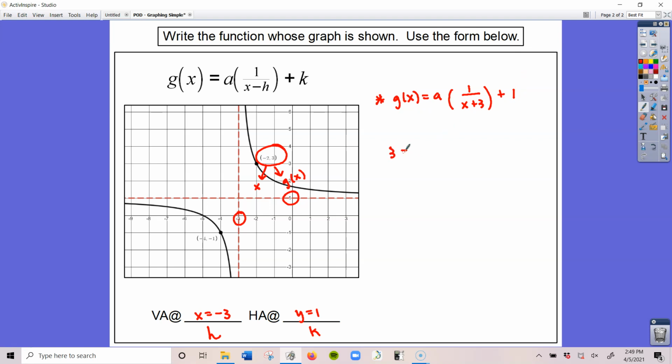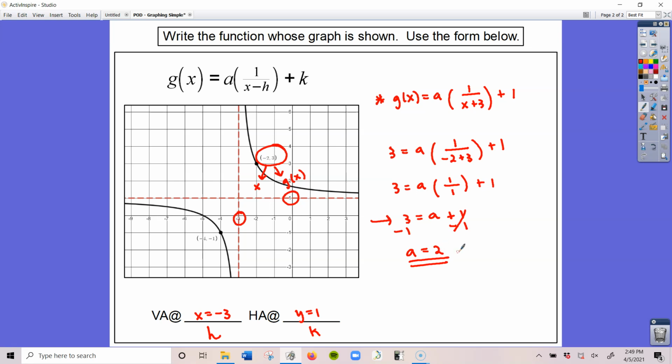So 3 is equal to a times 1 over -2 plus 3, plus 1. We can simplify what's in here. So 3 is equal to a times 1 over -2 plus 3, which is 1, plus 1. And 1 divided by 1 is just 1. So this is the same thing as saying 3 is equal to a plus 1. So to solve for a, we would just subtract the 1. So we get a value of a is equal to 2.